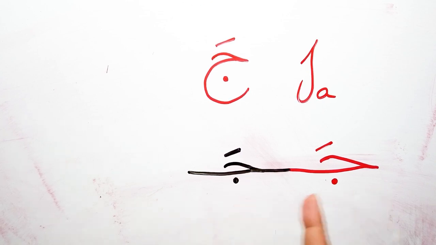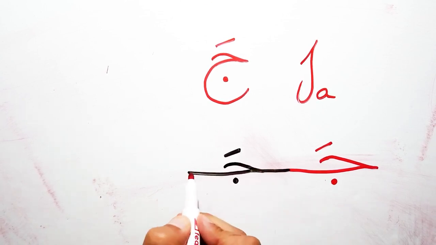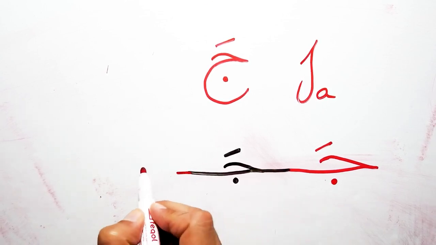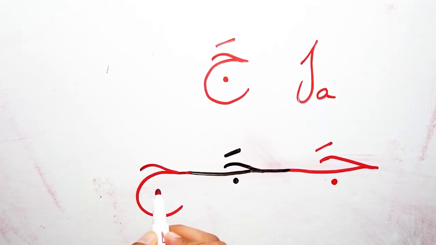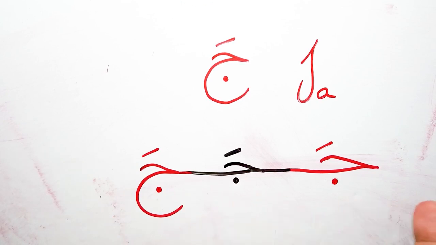Ja, ja, ja. Ja in the end of the word, I have to add this here, and then I will write ja like this. Now I have ja in the end of the word. Let's read together. Ja, ja, ja.